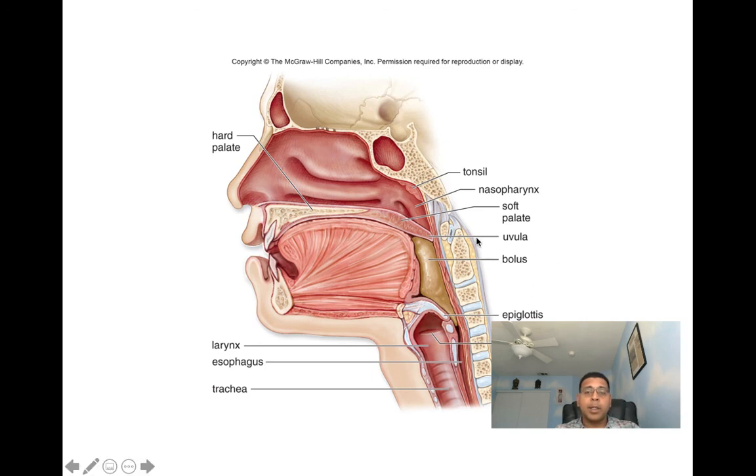So here we can see the food bolus enters into the pharynx. And when it enters into the pharynx, here you can see the soft palate rises to block off that entrance into the nasopharynx. And then right down in here, the larynx and the trachea rise. And you can see that epiglottis is helping to shut off that pathway into the respiratory tract. So that way food has only one way to go, and that's going to be down into the esophagus.